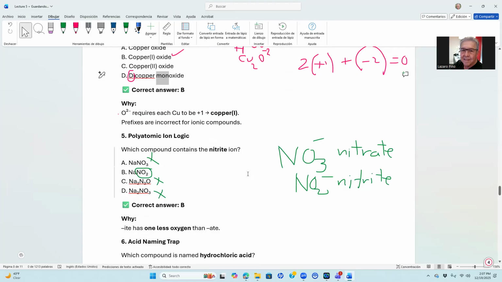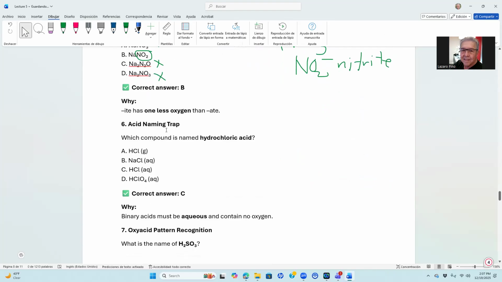Okay, let's continue. Acid naming trap. Well, hydrochloric acid. Every time you observe this name, hydrochloric means that you are in presence of chlorine. And of course, it contains the hydrogen to make the acid. Then this is the correct one.